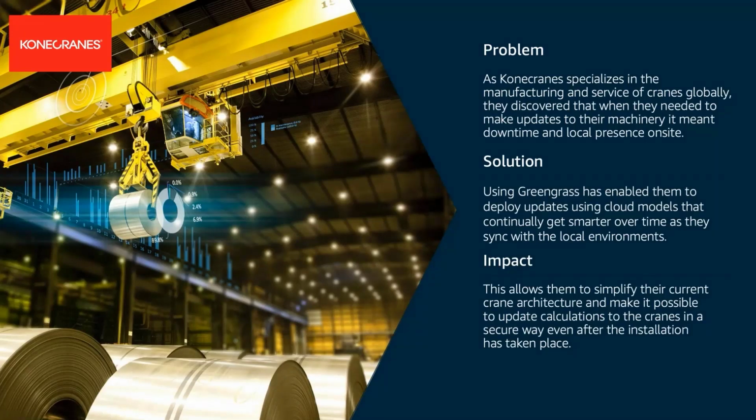Another example is Konecranes, and many of you have these cranes in your environments. And what they are now able to do is not just manufacture and deploy these cranes, but also do better maintenance plans with them. What they've been able to do is put IoT Greengrass onto these devices, which are incredibly large, capable machines that you use in your environments on a day in and day out basis.